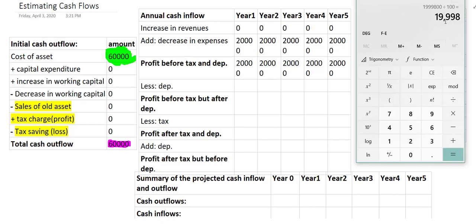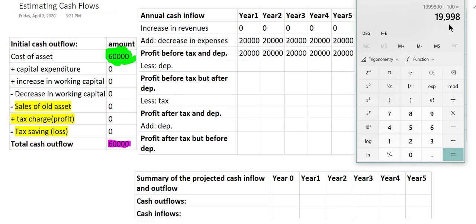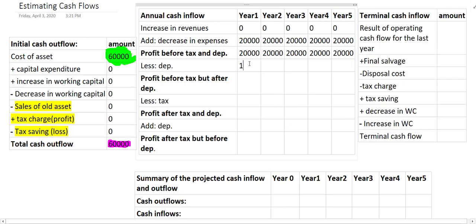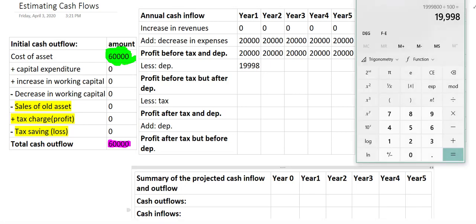How much is depreciation? 19,998, I guess. This is for the first year. Very good. Calculate for the second year. Please remember the tax rate. I have remembered this one.